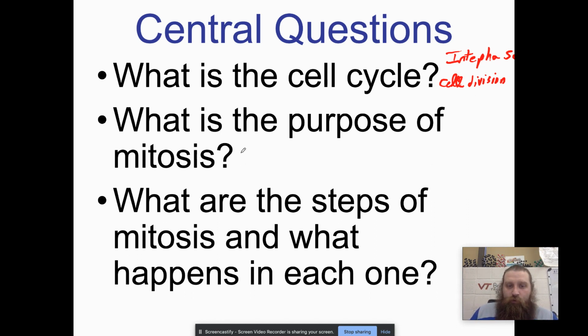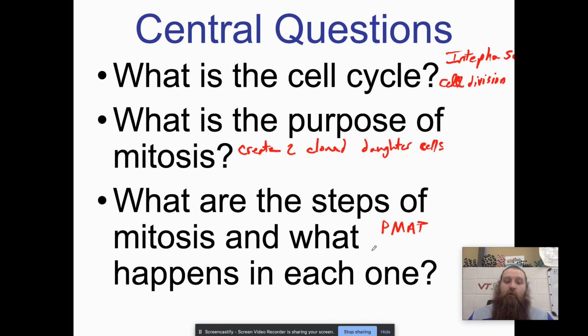The purpose of mitosis is to create two cloned daughter cells. The steps of mitosis, we can remember those with PMAT: prophase, metaphase, anaphase, telophase. The steps, as far as what happens, that's in the PowerPoint. Make sure you know those steps. That's going to be important moving forward. So that's the basics of the cell cycle.